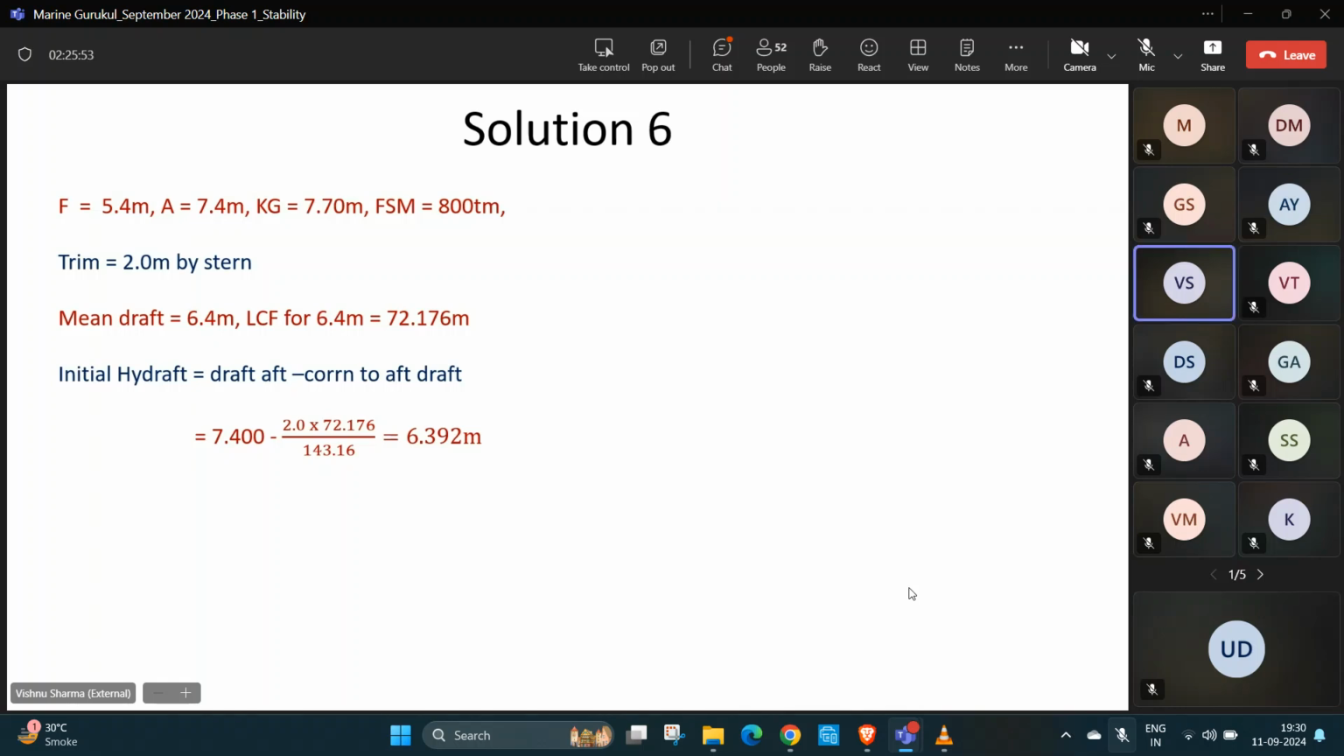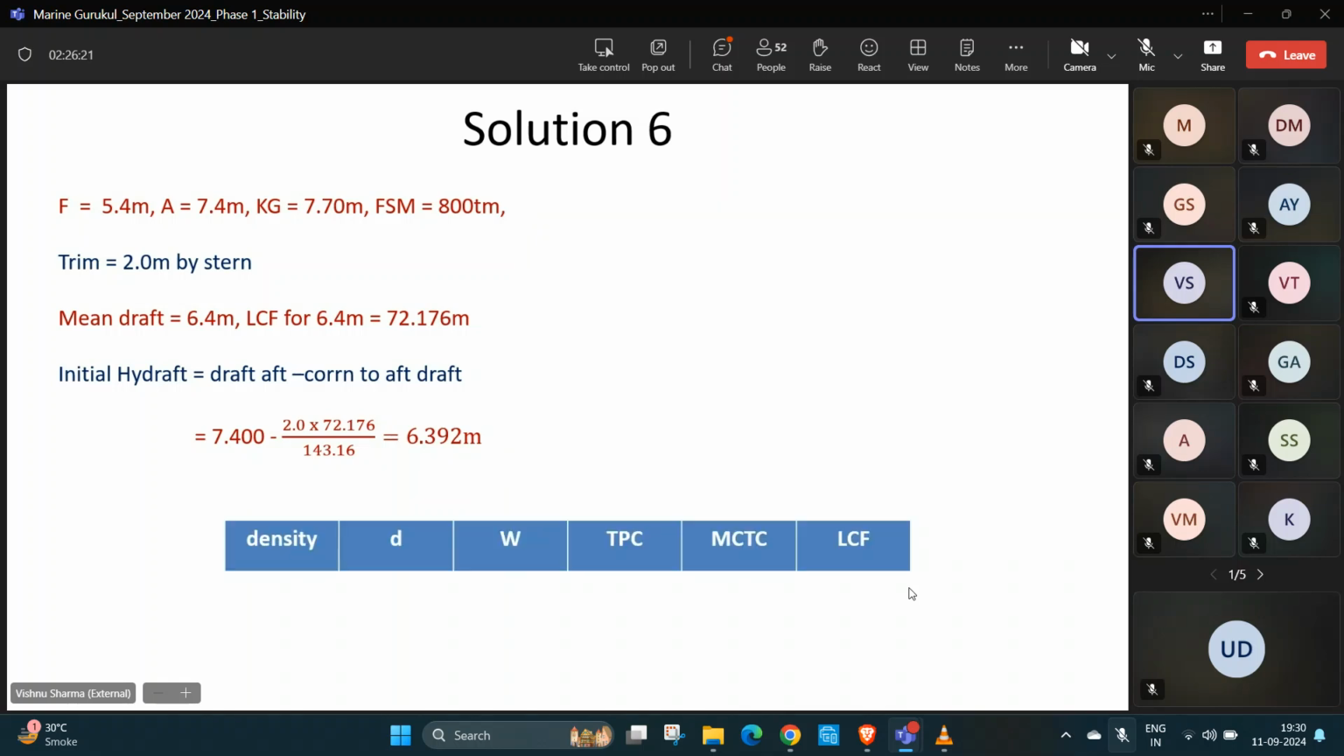Now, we have already decided in our discussion what all we need. We definitely need the displacement of the ship because we'll need it for virtual loss and stuff. We need TPC because we have to calculate the mean rise. We need LCF because we need RF. We need MCTC because we are going to use trim change. So we know what all we need to interpolate for this.